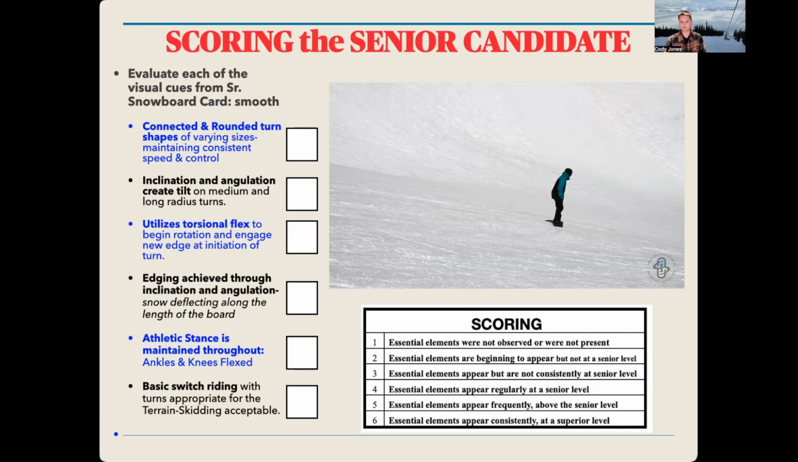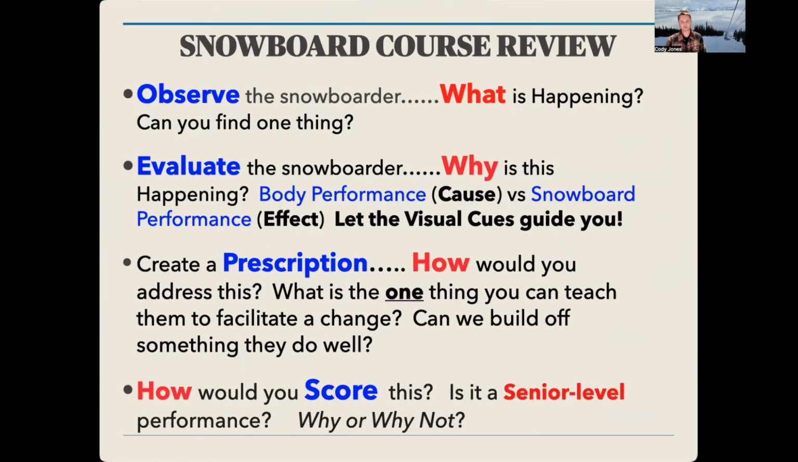Okay, so we're just going to review the movement analysis process. First, in the OAP, observe: what are we seeing? And if you're teaching and you want to give feedback, you want to find the one thing that you want to focus on that is going to provide the most feedback. Evaluate: why is what we saw happening? What is the rider doing with their body to cause the snowboard to do that?